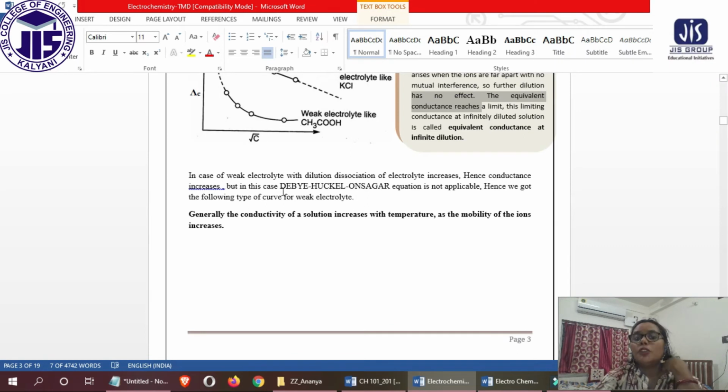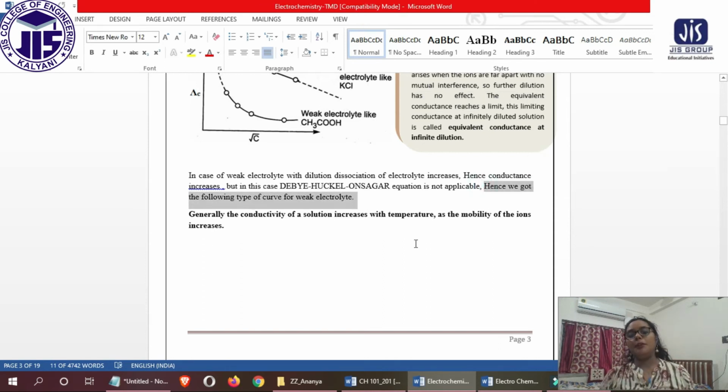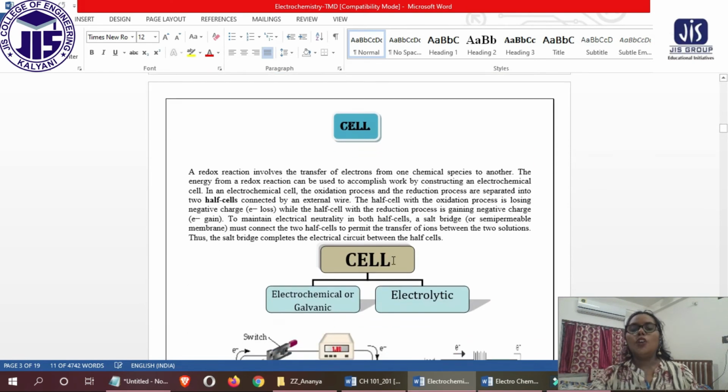In case of weak electrolyte, with dilution, dissociation of electrolyte increases, hence conductance increases. But in this case, the Debye-Hückel-Onsager equation is not applicable. Hence, we get the following type of curve for the weak electrolyte. Generally, the conductivity of a solution increases with temperature as the mobility of the ions increases. So, this is all about the conductance.